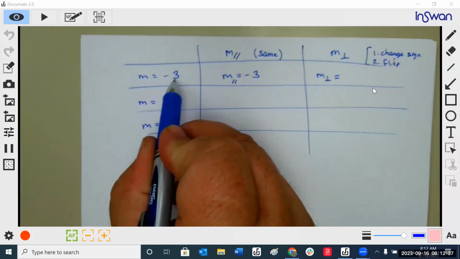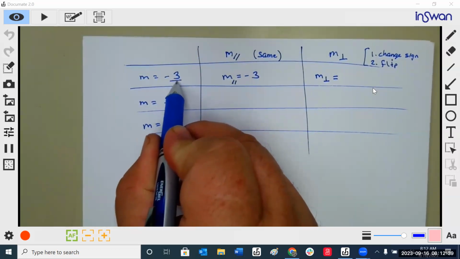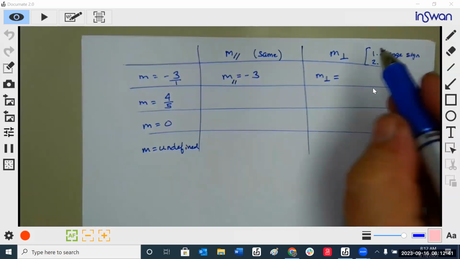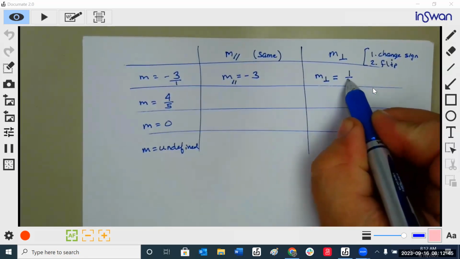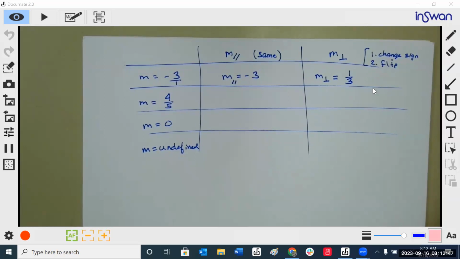So since this is -3, it's actually -3/1. So this one, as that's negative, this one has to be positive, and this is 1/3. That's all there is to it.